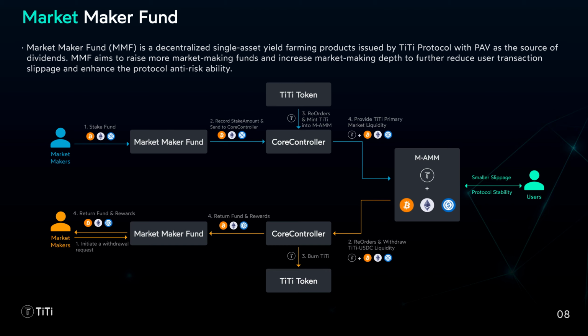For example, if you stake 10 Ethereum in the Ethereum and TT M-AMM, you are farming HH in the PAV because you are providing liquidity to M-AMM. For each reorder, you can get the HH as rewards. By the way, you are also mining TT at the same time.